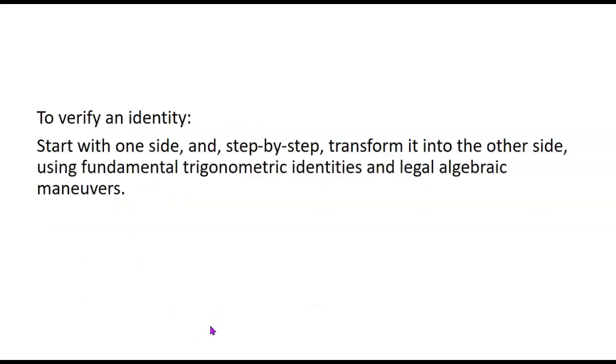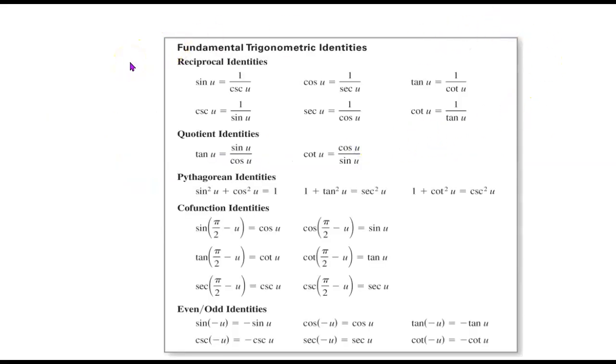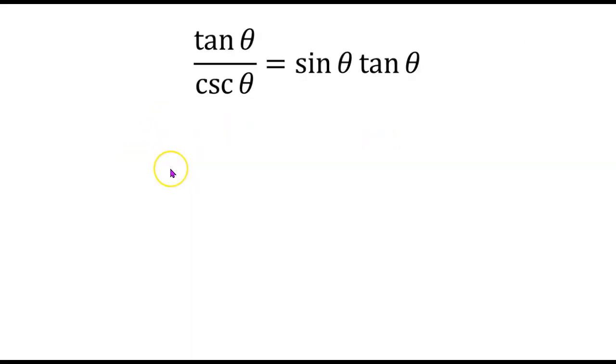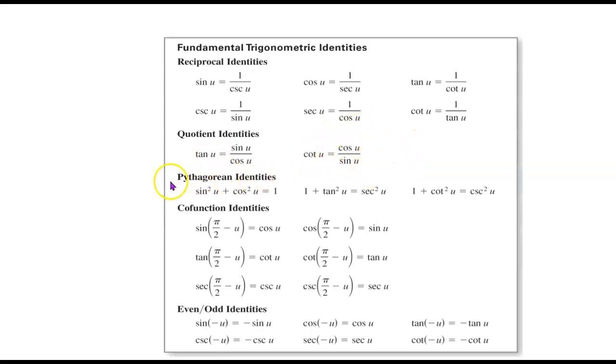So to verify an identity, the general procedure is start with one side. It can be the left side or it can be the right side, whichever way you want to start, and then step by step transform it into the other side, where each step you're using either one of those fundamental trigonometric identities or some legal algebraic maneuver. The fundamental trigonometric identities that you should remember and have at your fingertips to use are the reciprocal identities. Remember which trigonometric functions are the reciprocals of each other. The quotient identities, remember that tangent is equal to sine over cosine and that cotangent is equal to cosine over sine. And the Pythagorean identities that let you relate the squares of certain trigonometric functions.